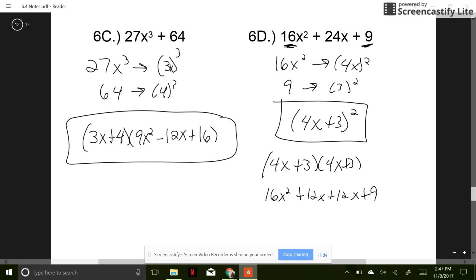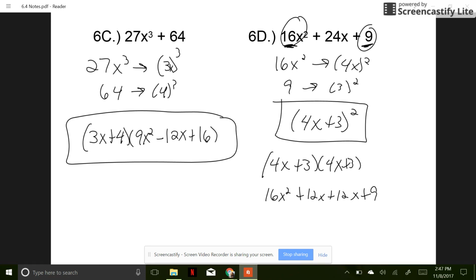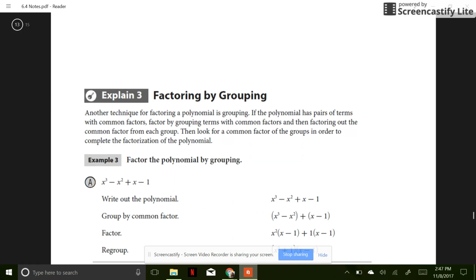So this is one you just have to recognize, and it's definitely harder than some of the other ones, but if you notice the first and the last terms are perfect squares, there's probably a good chance that it's going to be a perfect square trinomial.